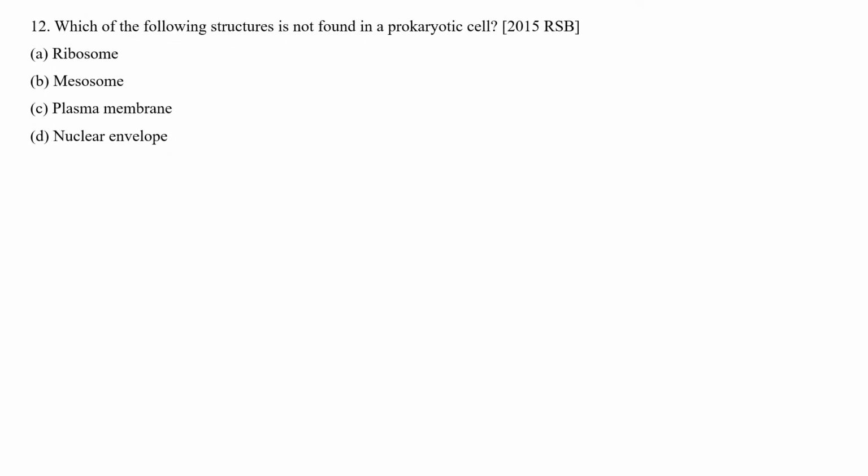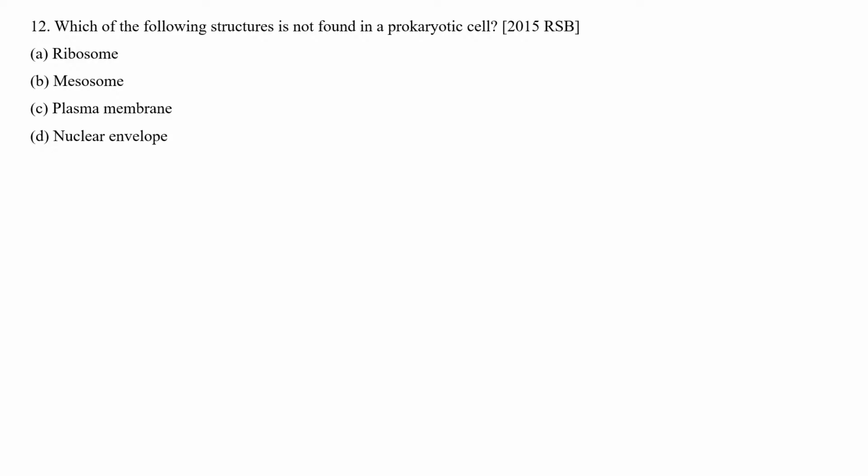The next question: which of the following structures is not found in prokaryotic cells? Four options are given, so you have to find out the correct answer. Ribosome, mesosome, plasma membrane, and nuclear envelope. Ribosome is present in both prokaryotes and eukaryotes. Mesosome is present only in prokaryotes, and plasma membrane is present in both prokaryotic and eukaryotic cells.